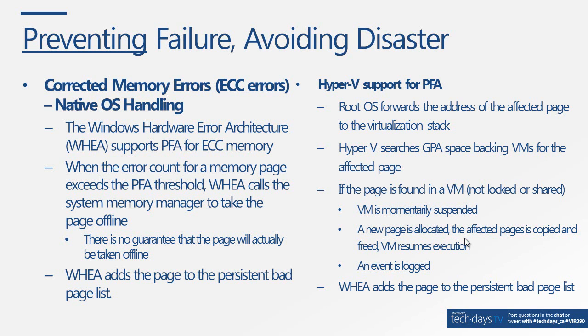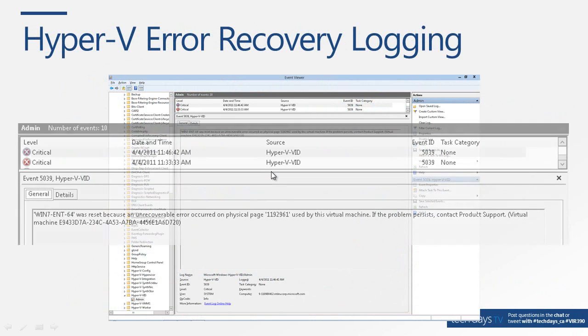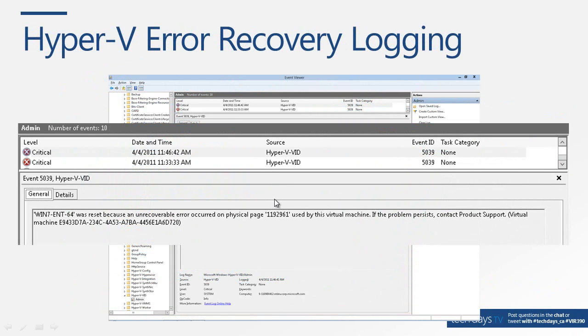So the idea here is that if we find a bad chunk of memory, before it actually becomes an issue, we're going to make sure that it's replaced at the VM level and is working properly. What you end up getting is a particular error message logged in the Windows Event Viewer. It basically says a particular VM was reset because an unrecoverable physical page was used by this virtual machine. If you still have the problem, call support. So this lets you know that we've taken care of an issue with the physical hardware at the memory level, and we're able to correct that and still have the VM continue working.